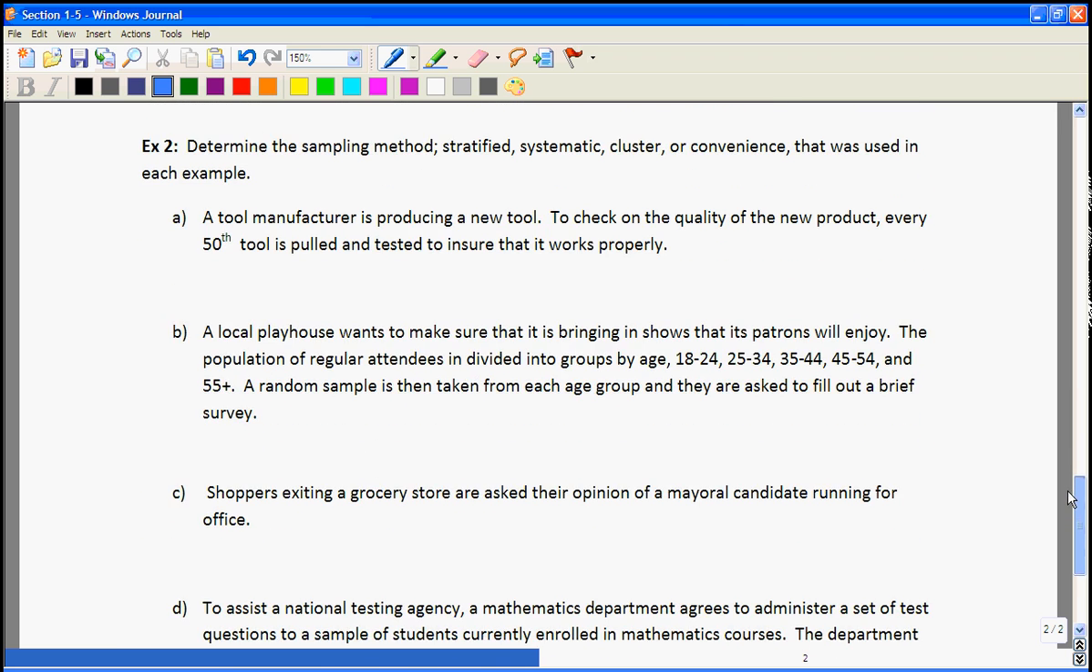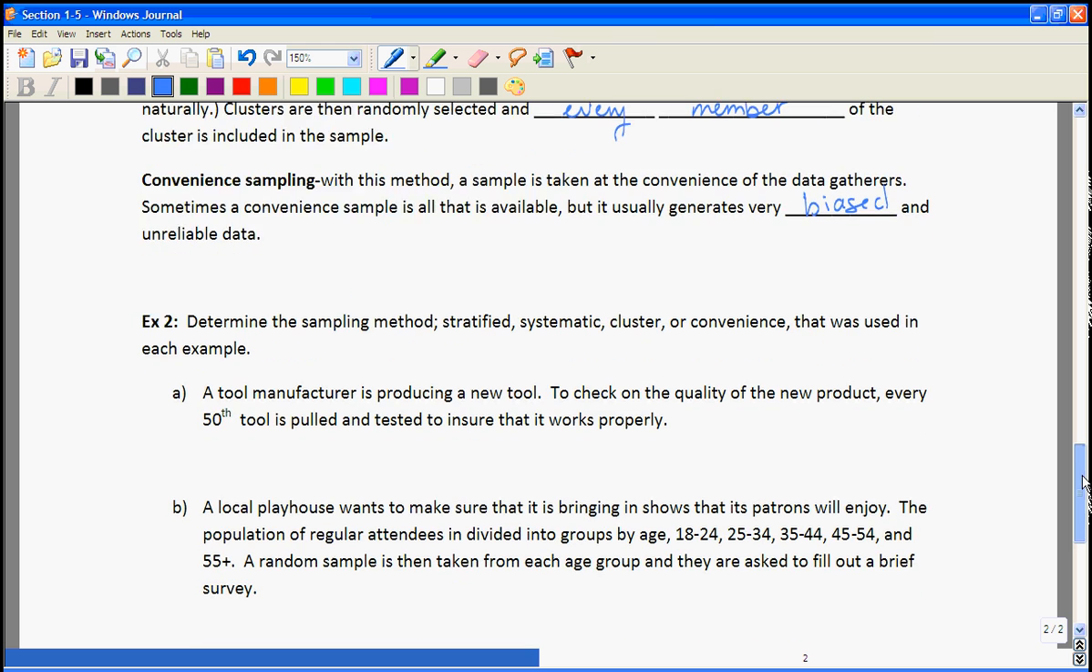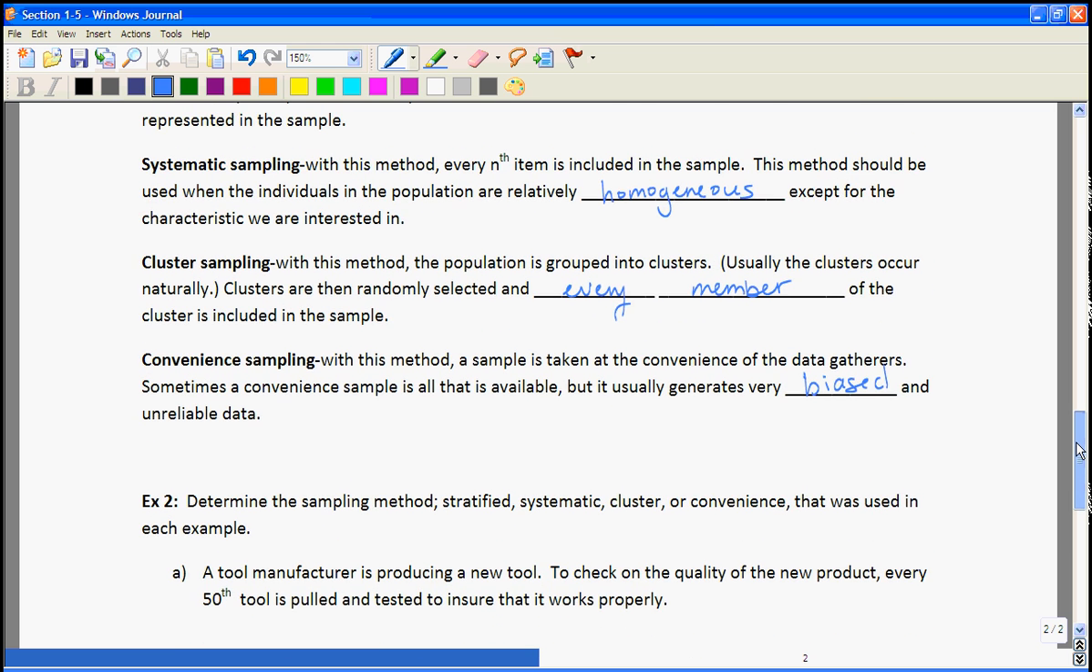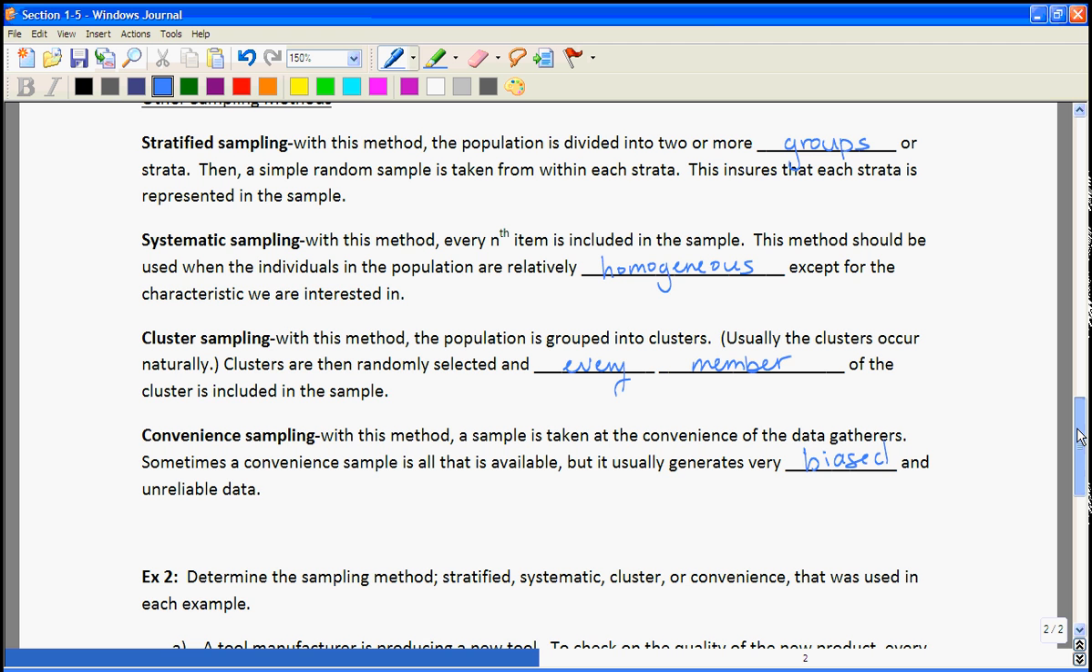Okay, example 2. So we're going to see if we can make the distinction among all of these different sampling methods: stratified, systematic, cluster, or convenience. So let's take a look at a few situations. Example A. A tool manufacturer is producing a new tool. To check on the quality of the new product, every 50th tool is pulled and tested to ensure that it works properly. Well, that 50th should be a huge giveaway if you look back at our definitions, and that's going to fit with systematic sampling.